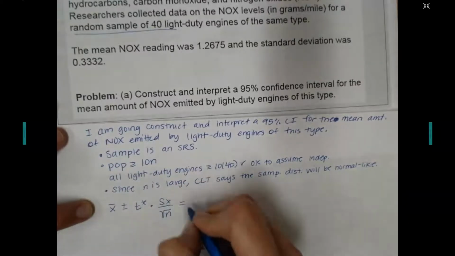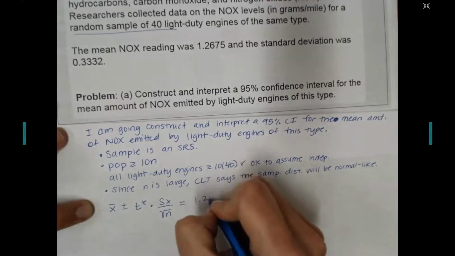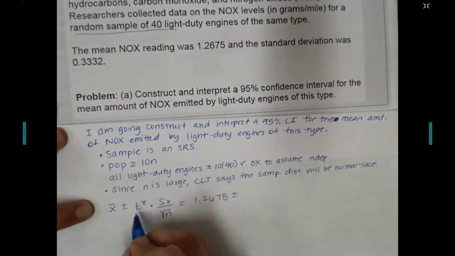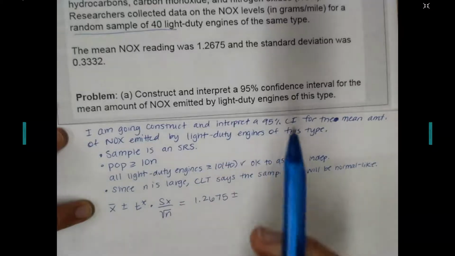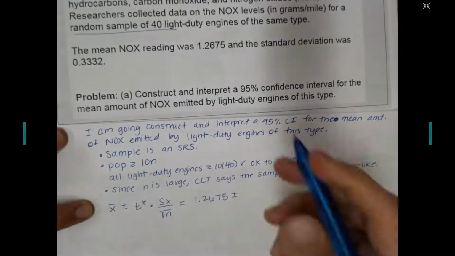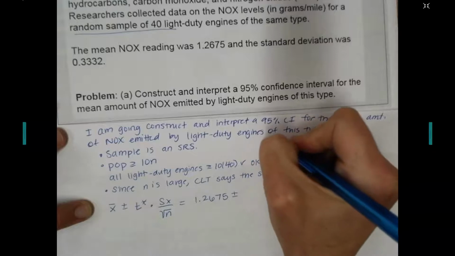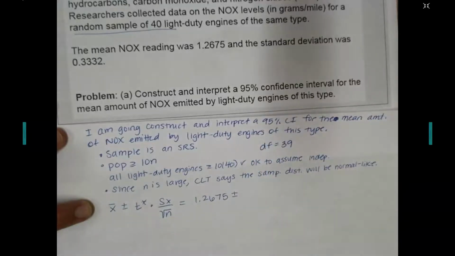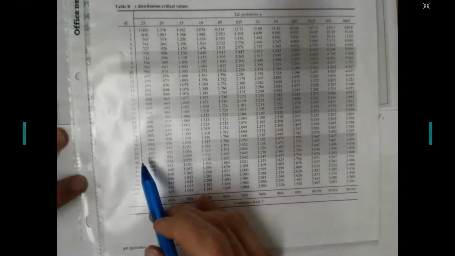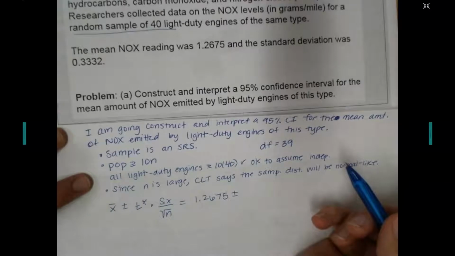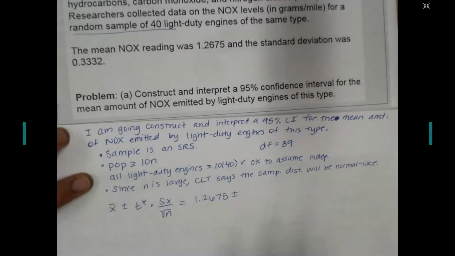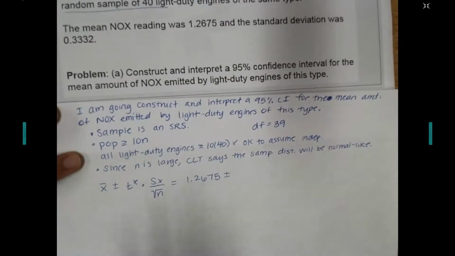Okay, plug in. X bar, the mean, is 1.2675, plus or minus t star. Now, if I have a sample of size 40, that means my degrees of freedom is 39, right? And I want to state that. But the problem comes when I go to look at my table, there is no line 39. So either I have to use line 30, or I need to use my calculator and find the exact t star. They're going to give me slightly different answers.